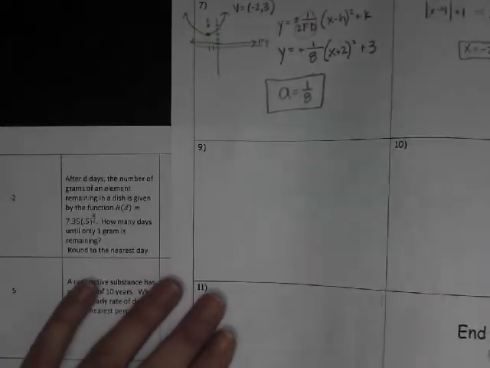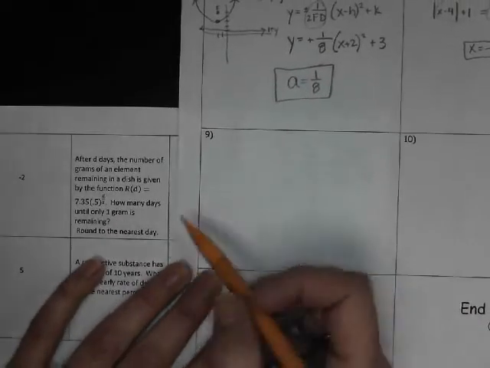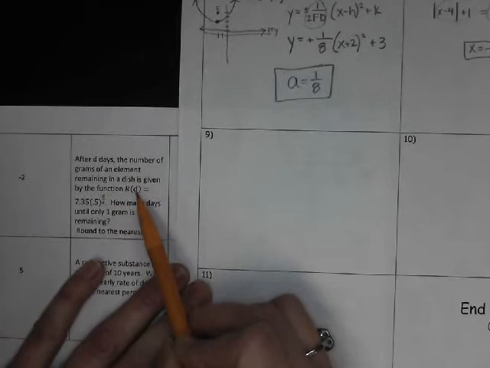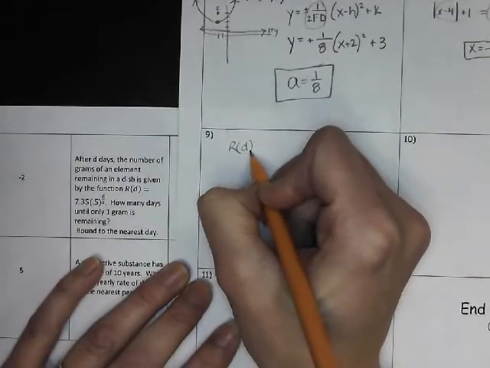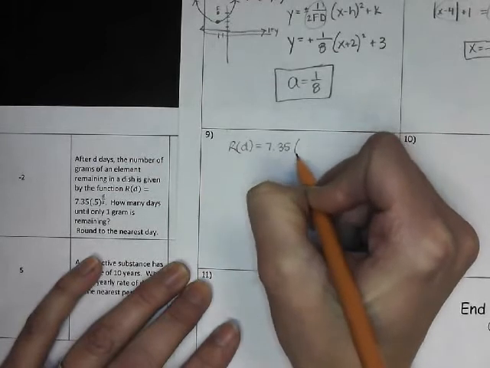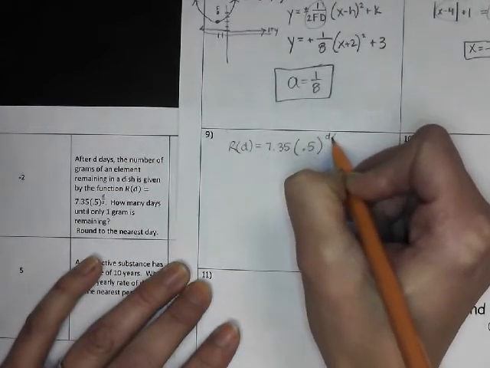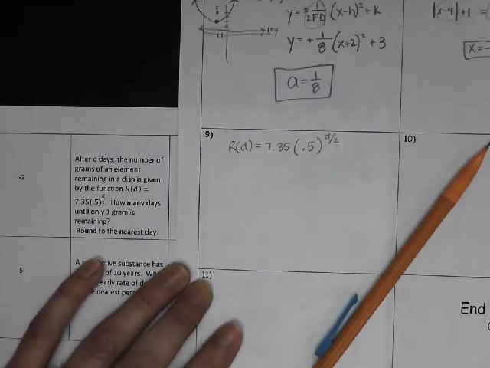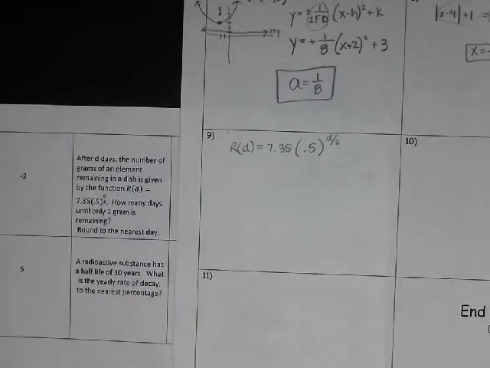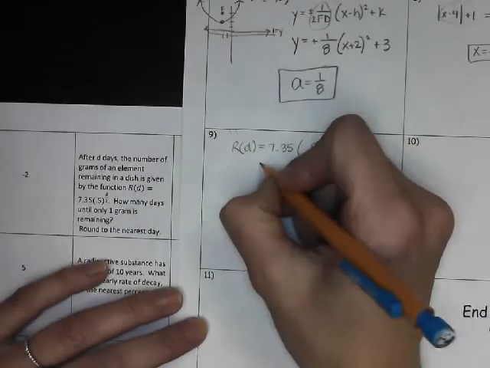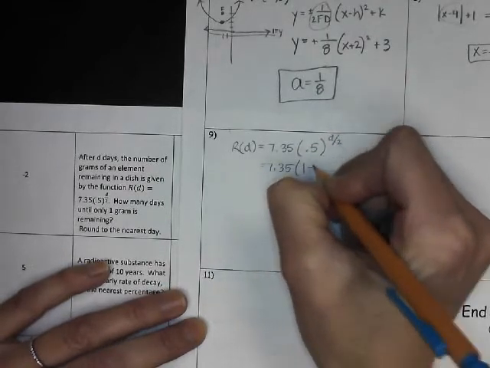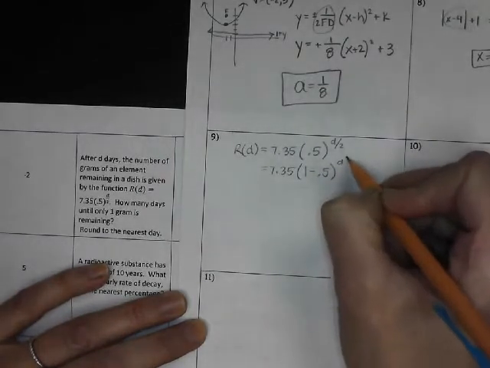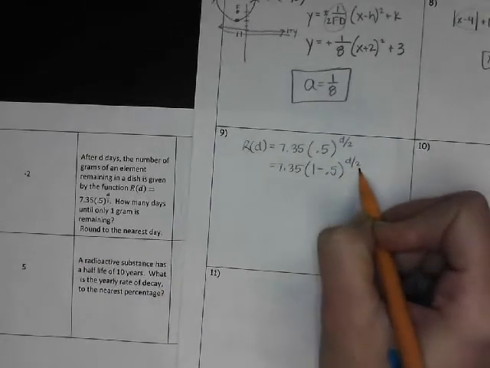Number 9, exponential application. After d days, there's d in the formula, the number of grams of an element remaining in a dish is given by this function. R of d equals 7.35 times 0.5 to the d over 2. So we're losing 50% every 2 days. So this is like our 1 minus our rate would have to have been a 0.5. So this tells us we're losing 50% every 2 days.